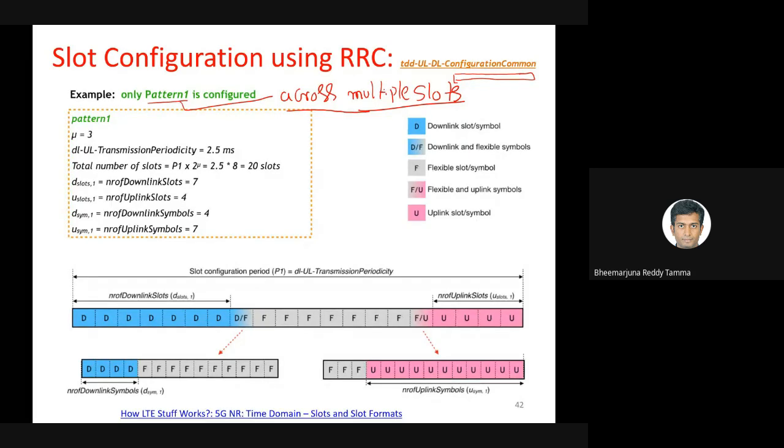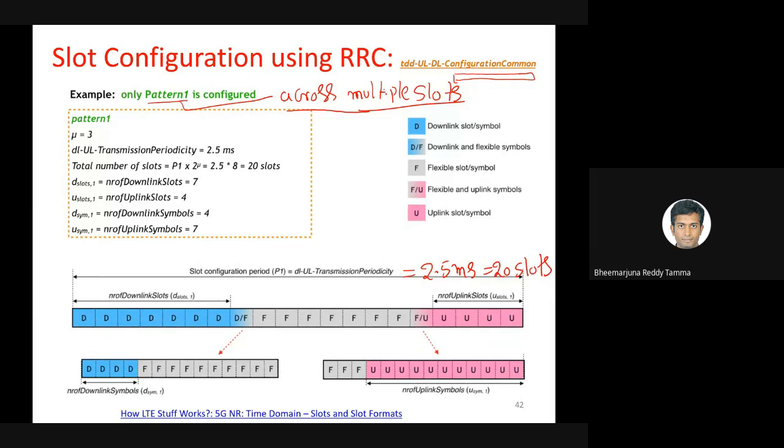So look at the illustration. I guess you should be able to easily understand. But for you to understand the illustration, we have something called the slot configuration period. That means the length of time for which this slot configuration is valid. In this case, it is valid for 2.5 milliseconds, which is equal to 20 slots.